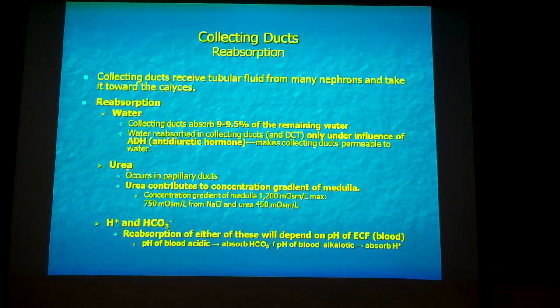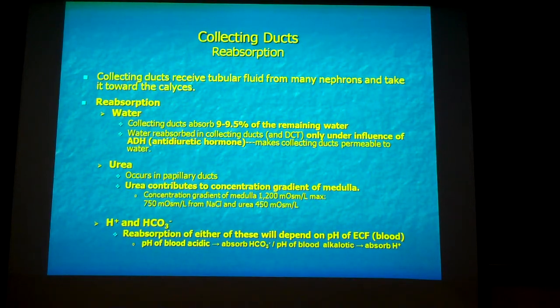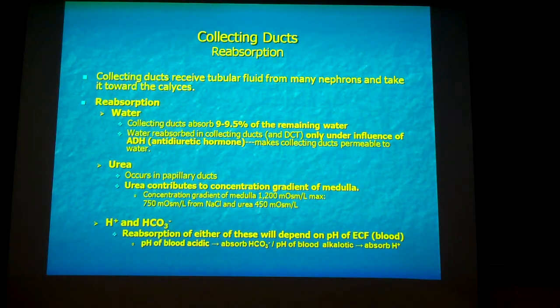All right, the collecting ducts also reabsorb urea. You'll take a look back at page 6 of your notes. You know that little diagram I gave you there? It's not in your textbook. The lower part of that collecting duct is a papillary duct. And I put that in there to show you where urea is reabsorbed. Urea is reabsorbed through that papillary duct. Also, the collecting duct has the ability to reabsorb hydrogen ion or bicarbonate ion, depending on the pH of the blood.